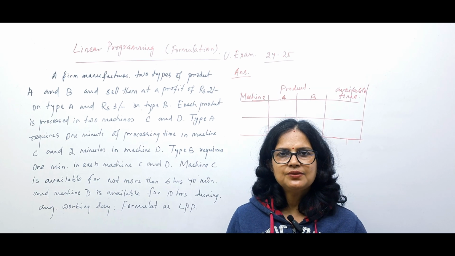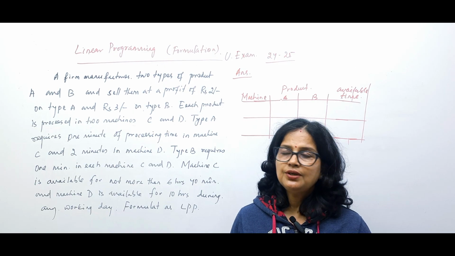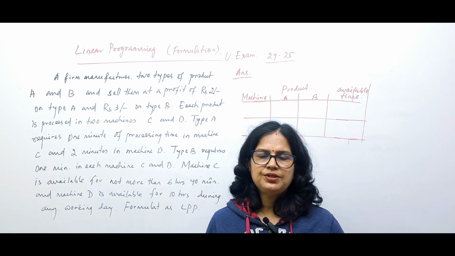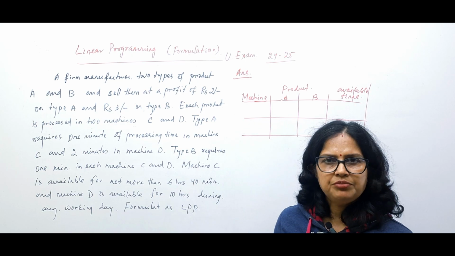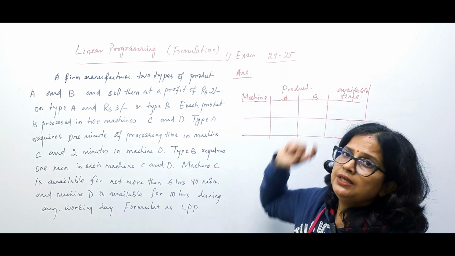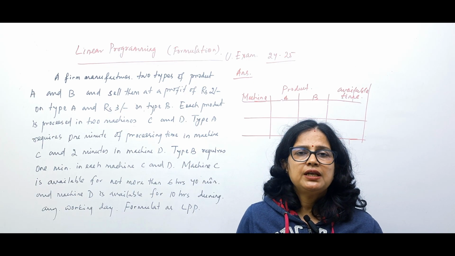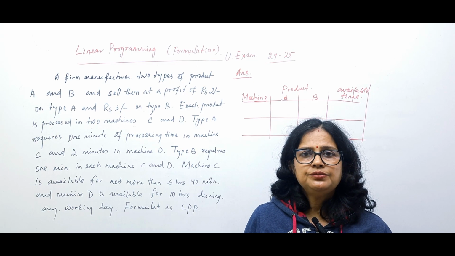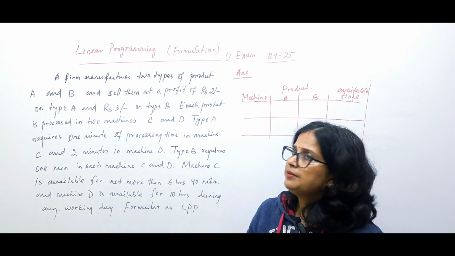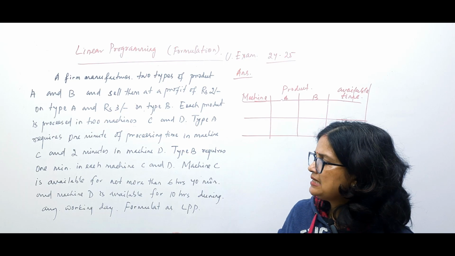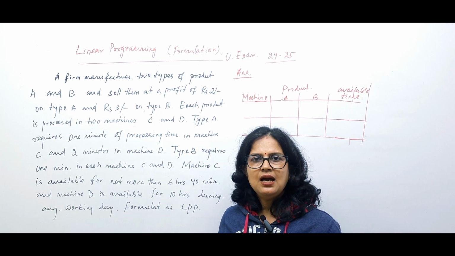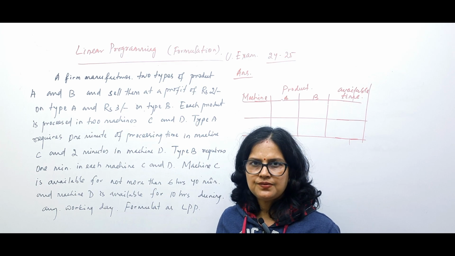Today in this class we are going to discuss one question of linear programming formulation problem. I am taking this question from the BPUT university exam, that is exam 24-25. This is the quantitative technique question paper of the 24-25 year, and this is a linear programming formulation question. This is a 6-mark question asked by the university exam. Let us see how we are going to solve this question.